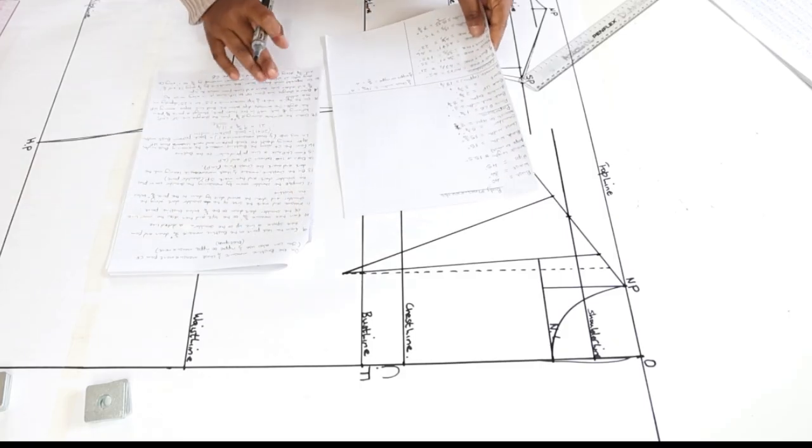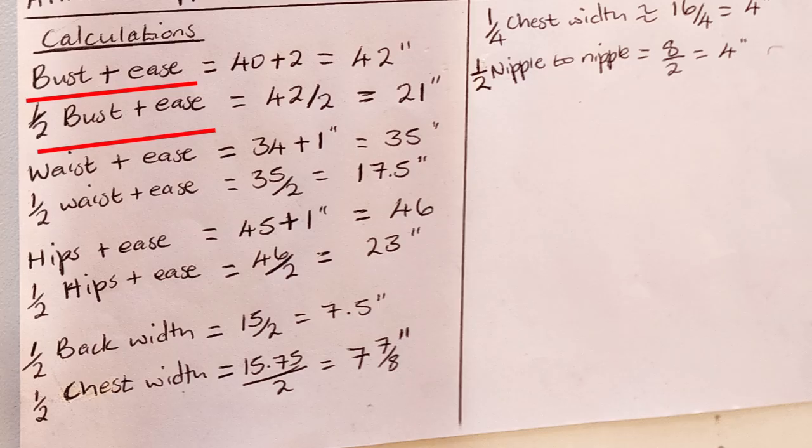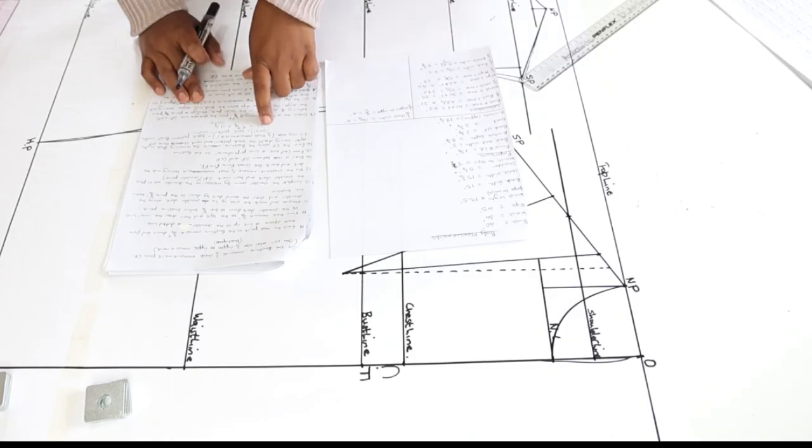We are going to come back to our bust circumference. Our bust circumference is 40 inches. But then I decided to add an ease of 2 inches. So the total bust circumference with ease is 42 inches. We divide the bust circumference plus ease by 2, and the answer will be 21. Now we take this 21.